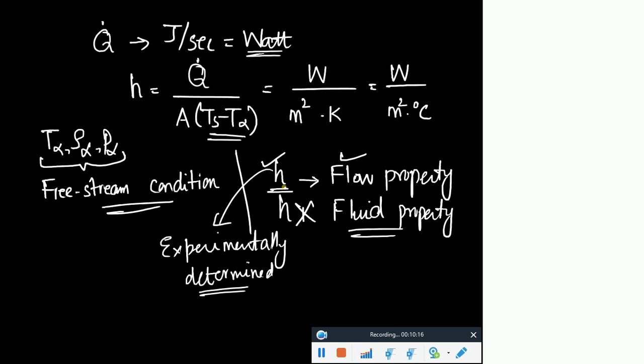Flow property means that it depends on the whole flow phenomenon. It depends on velocity, temperature, the surface, the liquid or gas itself. There are so many things inside a flow phenomenon, but it is not a fluid property. If I say this is a fluid property only, it means it is just a material property. It is not. For the same air, if the air is moving at a velocity of 10 meter per second, you would have a higher h. If the air is moving at, let's say, 2 meter per second, you would have a smaller h.